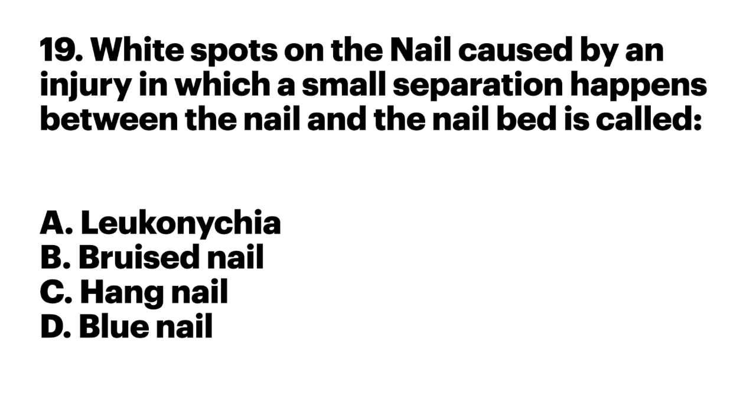Number 19, white spots on the nail caused by an injury in which a small separation happens between the nail and the nail bed is called A, leukonychia, B, bruised nail, C, hangnail, D, blue nail. The answer is A, leukonychia.